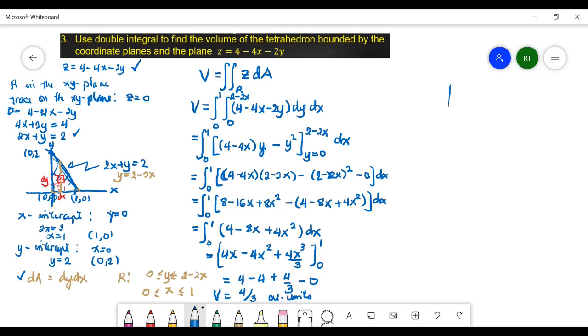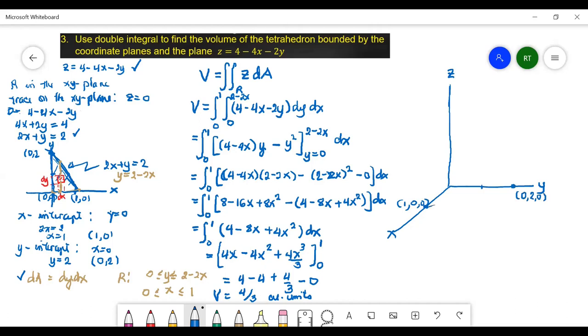Okay, and the solid, of course, is in 3D. We draw the coordinate axes. Let this be the y-axis, x-axis, and z-axis. And since the solid is bounded by the coordinate planes and the plane z is equal to 4 minus 4x minus 2y, it will be more convenient to just locate the intersection with the x-axis and with the y-axis. Since na-draw na natin yung region R, nakuha na natin yung x-intercept, and the x-intercept is at 1, 0, di ba? Pero since three-dimensional na to, we have 1, 0, 0, and the y-intercept is at 0, 2, 0, okay?